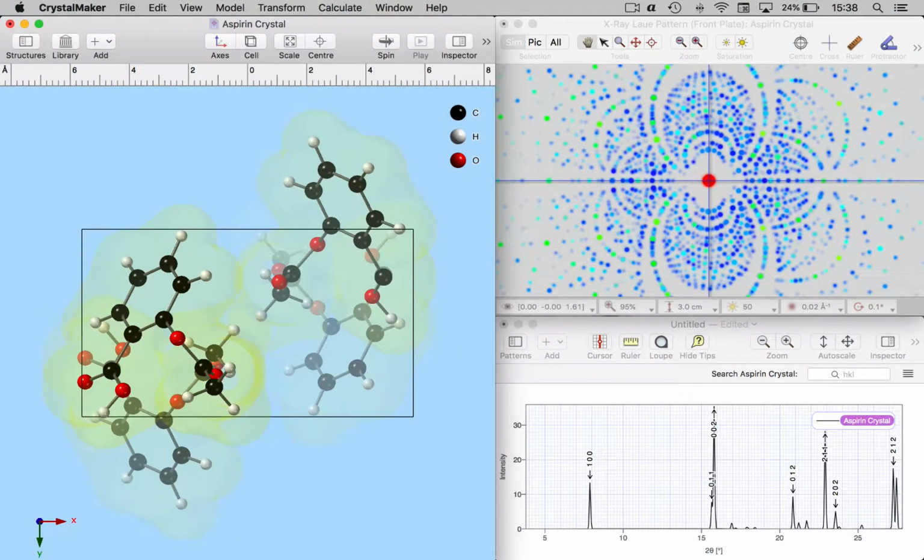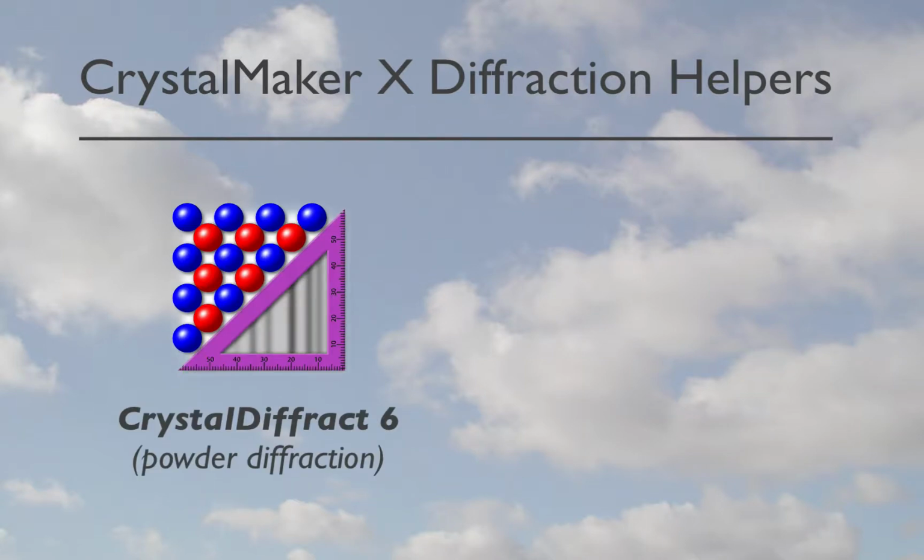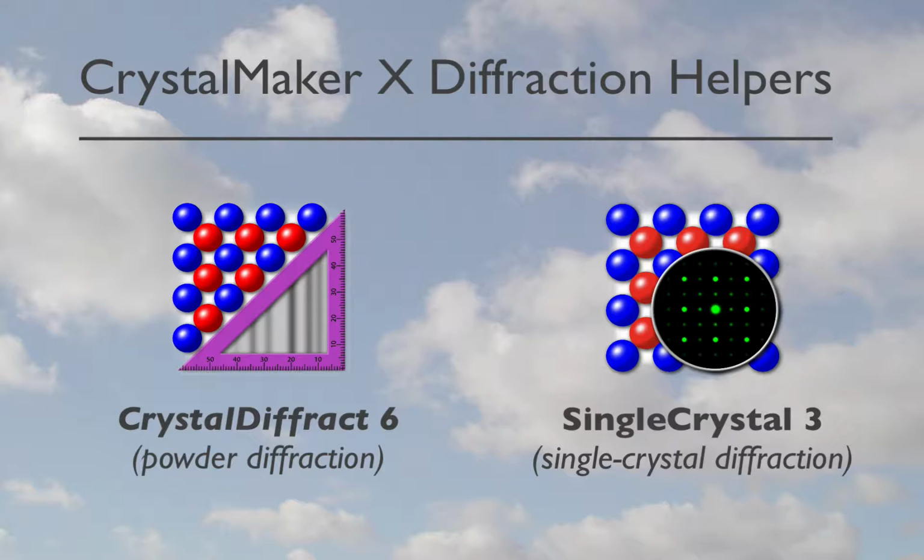Welcome to CrystalMaker 10. In this tutorial, we're going to investigate ways of taking a crystal structure in CrystalMaker and simulating its diffraction properties. To do this, we're going to need to use two separate programs. These are our CrystalDiffract 6 software and our SingleCrystal 3 software. These are companion programs designed to work with CrystalMaker to allow you to explore diffraction in more detail.